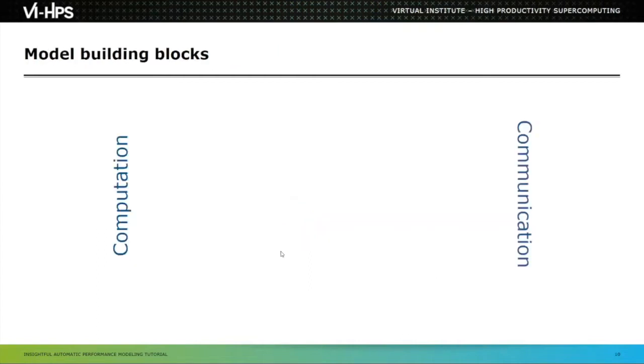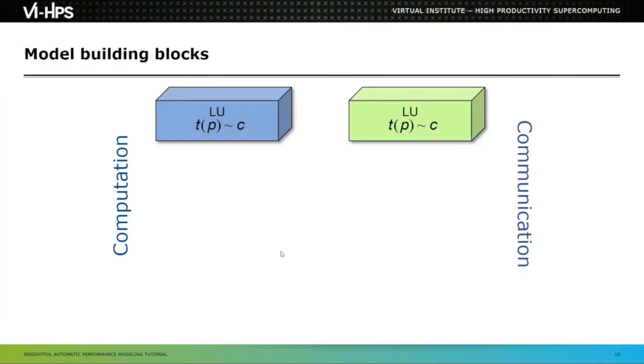Now let's come to how we create our performance model. For that, we use different building blocks. With these building blocks, we model on one side, of course, the computation part of the application, but on the other side also the communication part. So these building blocks are basically the lowest level entity that we use to construct our scaling models.